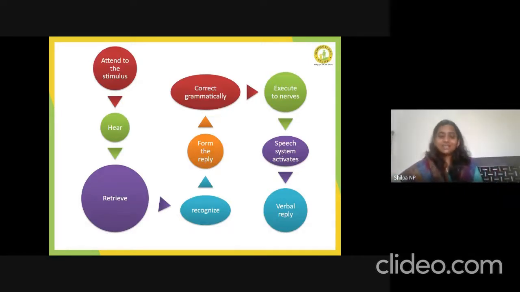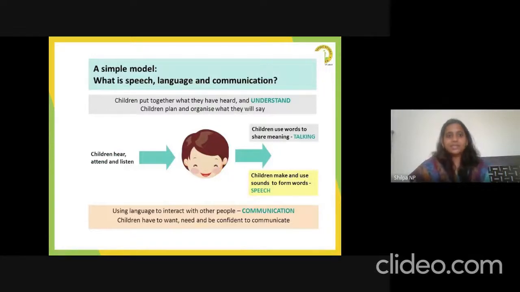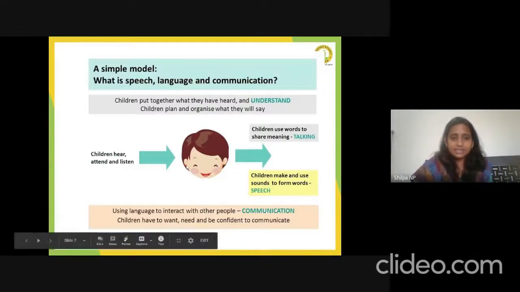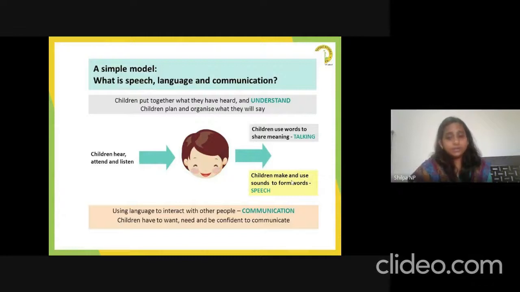I wonder if the answers which you thought about when I asked what is language and what is speech have some similarity to what we spoke right now. I hope there is. So the simple model we look at is a child hears, attends and listens, and then children make and use sounds to form the words, that is speech, and children use words to share meaning, that is talking, or that would be language. So understanding has a big role in between. Also sustaining and retaining all those words in their mind has a lot to do with our language and speech coming out.